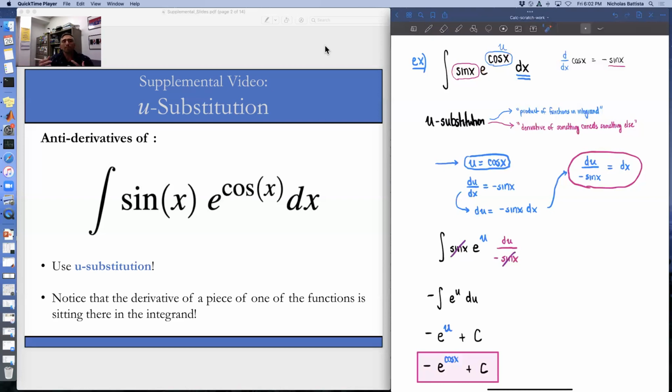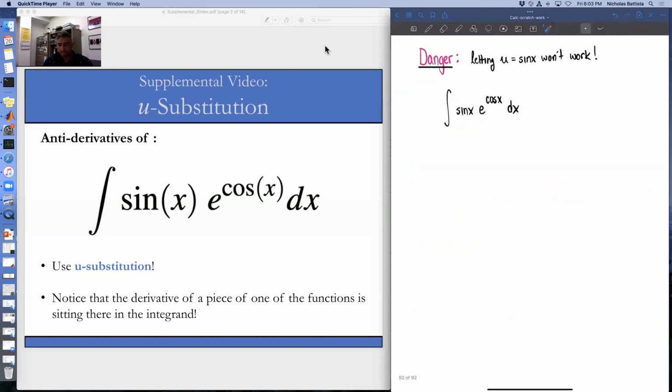Well, what if we didn't make that cosine u? What would happen if we let u equal sine of x? Because again, the derivative of sine is a cosine. Danger, we're not going to see that this is going to work out mechanically for us. And I just want to show us why.